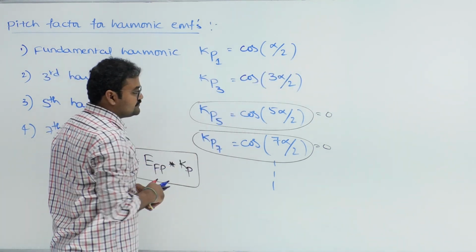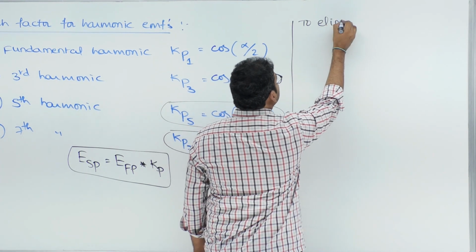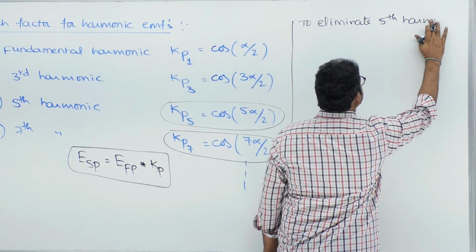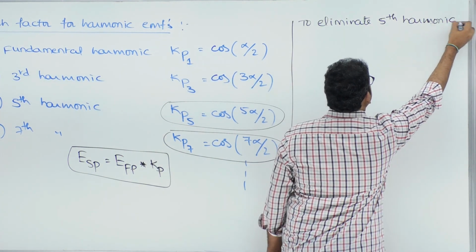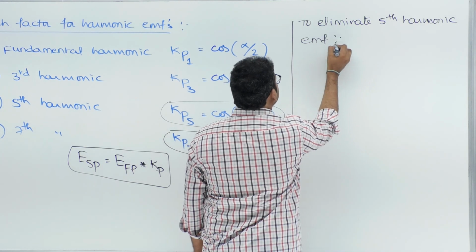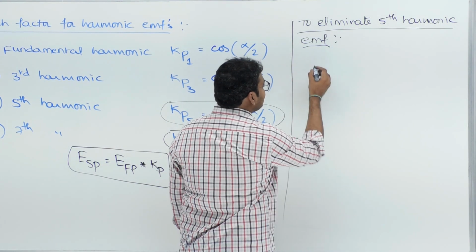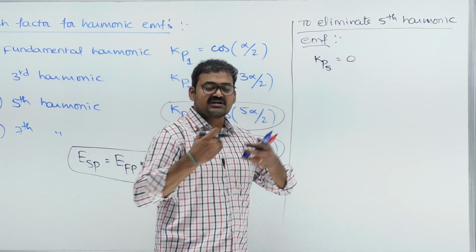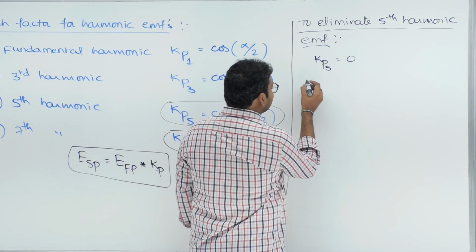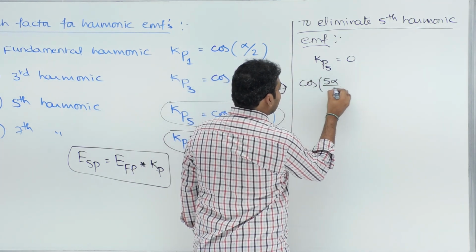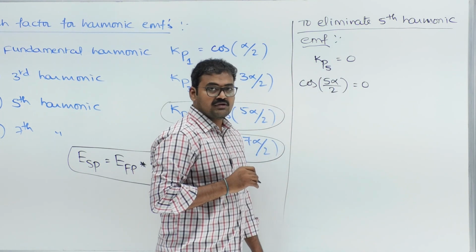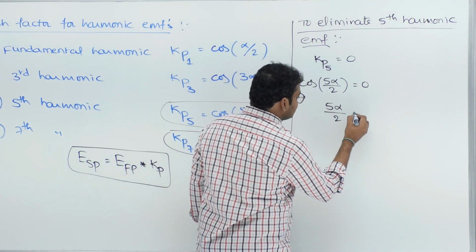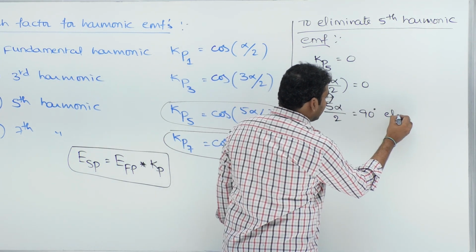Let me continue. So, I can write: to eliminate the fifth harmonic EMF, the fifth harmonic pitch factor must be 0. Then automatically the corresponding EMF is also 0. What is the pitch factor for the fifth harmonic? Cos 5 alpha by 2 should be equal to 0. And we know cos of how much angle is always equal to 0? 90 degrees. That means 5 alpha by 2 should be equal to 90 degrees electrical.